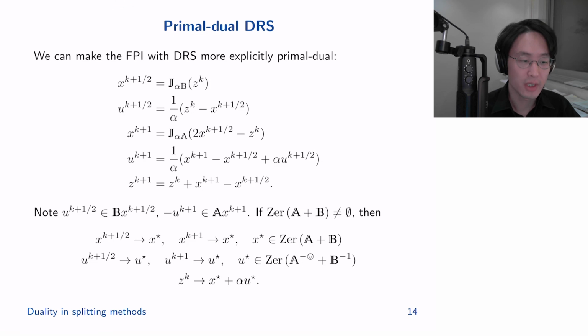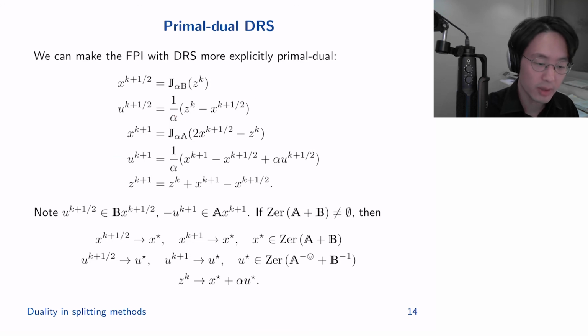The fixed point iteration with DRS in its original form is not explicitly primal dual, but we can make it explicitly primal dual. So here, this is the first step of DRS where we define x^{k+1/2}. Here, this is the second step of DRS where we define x^{k+1}, and here is the third step of DRS where we define z^{k+1}, the subsequent iterates. In between these main DRS iterates, we can define this u^{k+1/2} iterate, where we take the difference between the input of the resolvent with respect to B and the output of the resolvent with respect to B, and we scale by 1 over alpha. And then here we define u^{k+1} with this combination scaled by 1 over alpha.